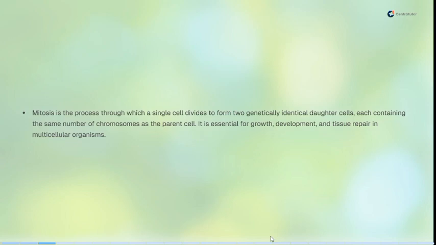Let me use an example: say a parent cell has 24 chromosomes in it. It then breaks off into two because it divides. Each of these two then has the same 24 chromosomes inside. So how does this happen? We'll see how this happens later on in this lesson. It is essential for growth, development, and tissue repair in multicellular organisms. This is something you should take note of.